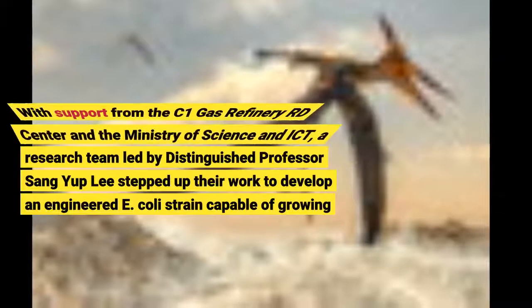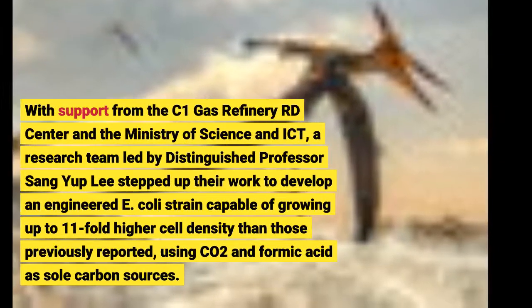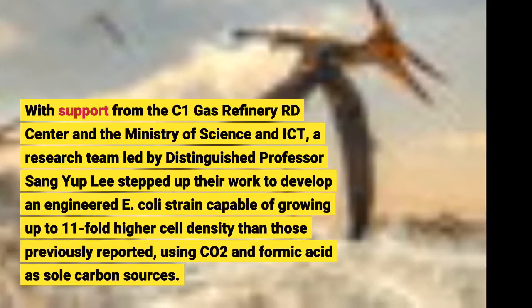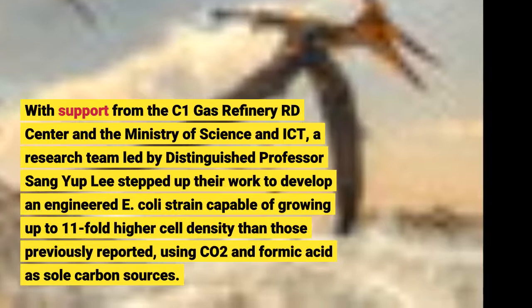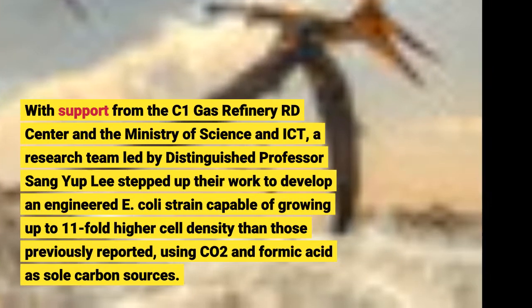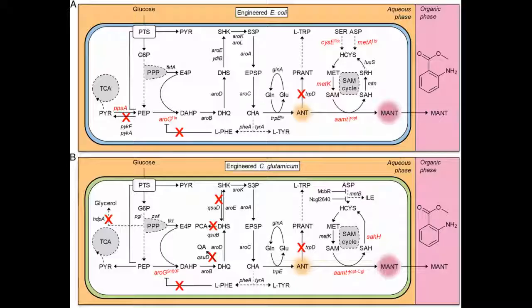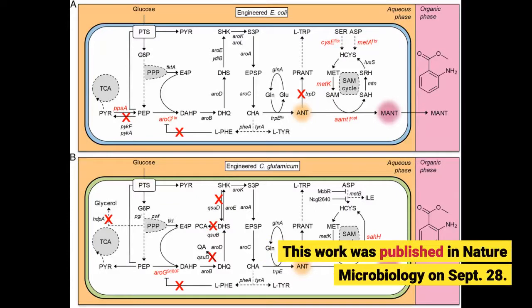With support from the C1 Gas Refinery Road Center and the Ministry of Science and ICT, a research team led by distinguished Professor Sang-Yup Lee stepped up their work to develop an engineered E. coli strain capable of growing up to 11-fold higher cell density than those previously reported. This work was published in Nature Microbiology on September 28.